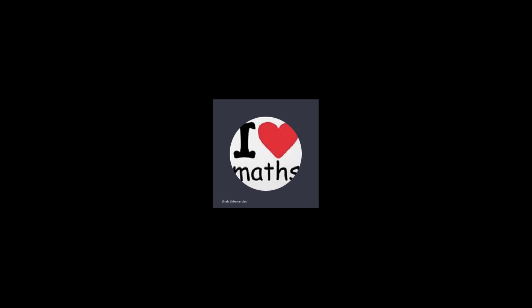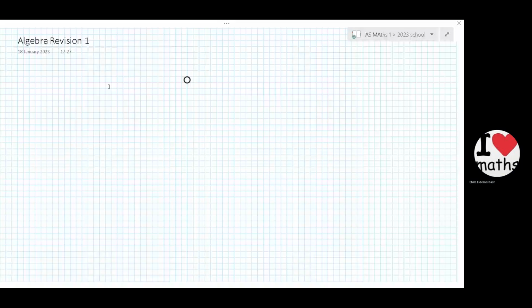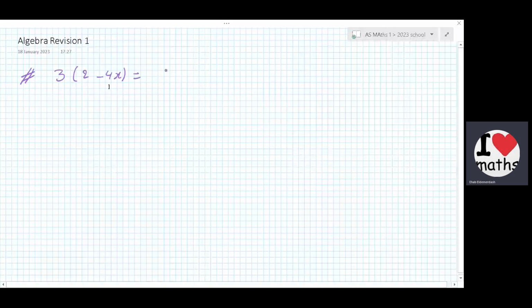Then we will discuss it together. I'll send you the marking scheme of it. Okay, let's go for the first question. They are saying that 3 into 2 minus 4x is equal to 5 minus 8x over 3. They are asking us to solve the equation. Who can tell me what should be the first step?